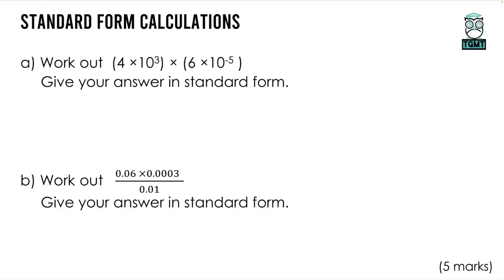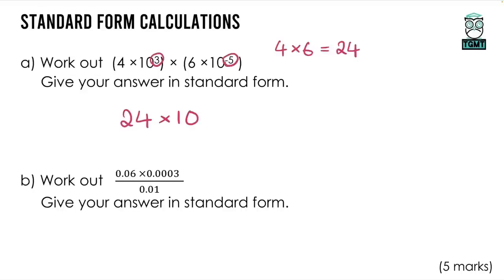So what I can do is just look at what that first whole number is going to be in both of these numbers here. One's a 4, one's a 6. So I can just do 4 times 6, which is equal to 24. So I know my number is going to have a 2 and a 4 in there. So I can write 24, and I'm going to need to times that by 10, and here we can just look at the powers. We have a power of 3 and a power of negative 5.